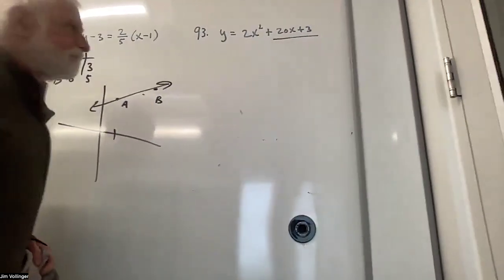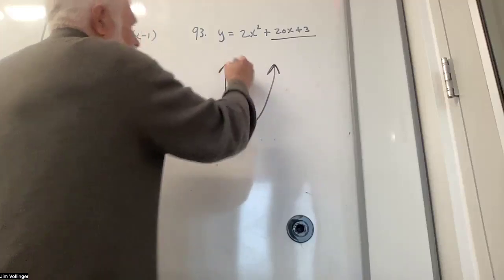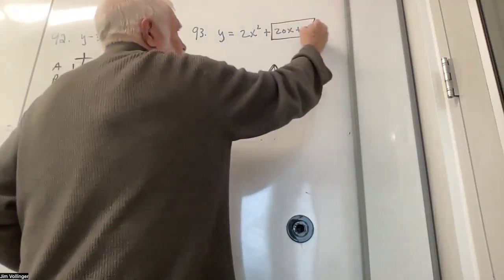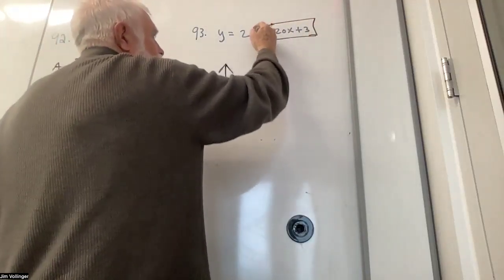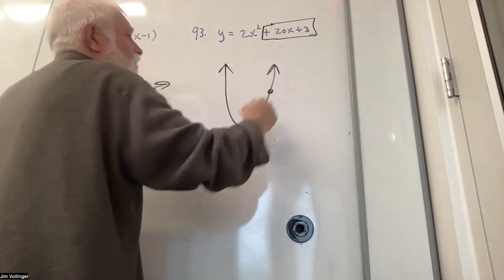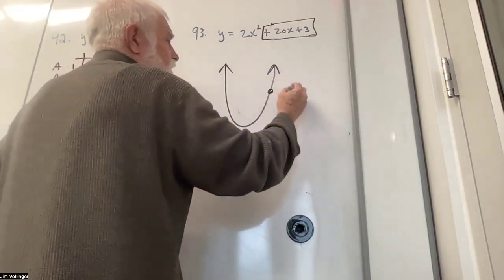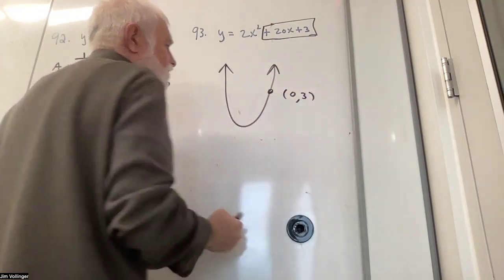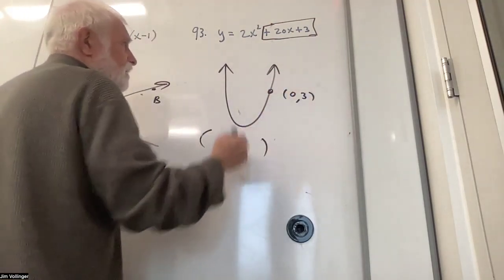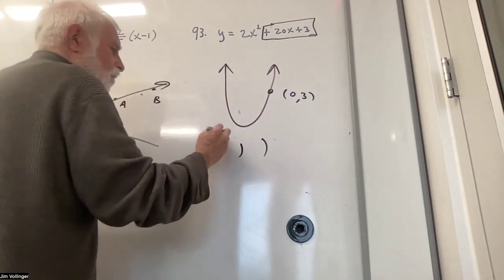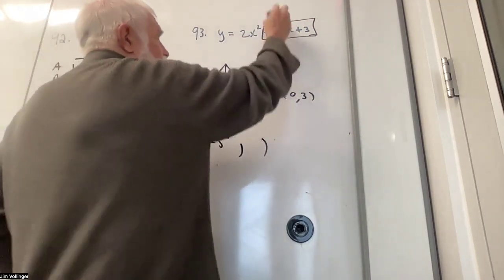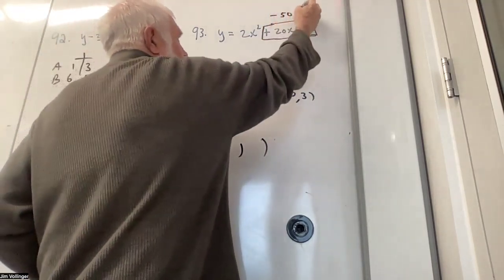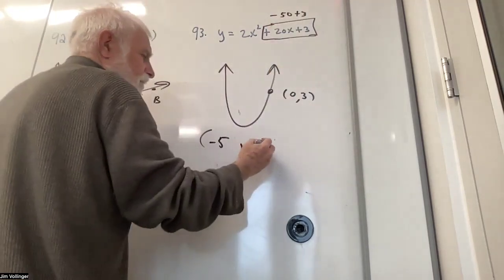Cup shape up. This is the tangent to the point of inflection, so I should include that positive because that tells me I'm going up. This is the upside of that graph. So that's 0, 3. I'm almost done. I just need the vertex. Minus 20 divided by 4, minus 5. Plugging in minus 5 gets me minus 50 plus 30. And that's negative 47.